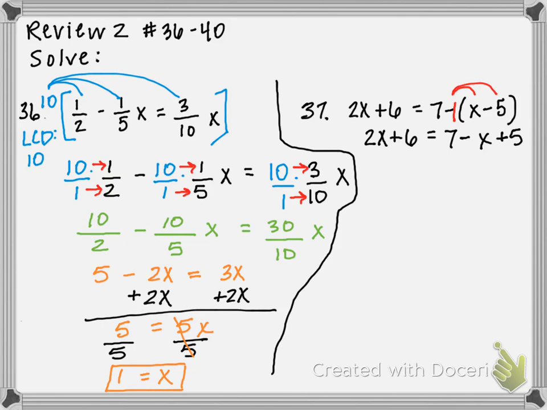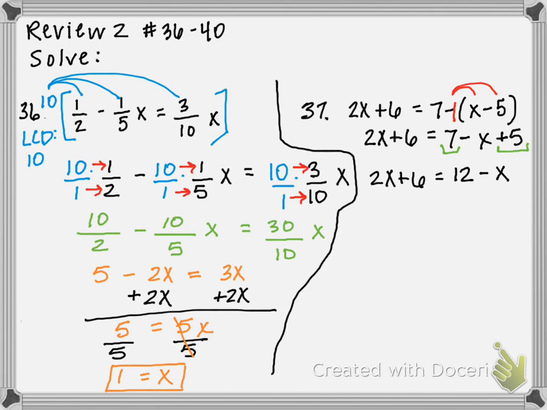So at this stage, we have some like terms now on the right-hand side that we can collect. We have 7 plus 5, so we will want to go ahead and collect those. We have 2x plus 6 equals 7 plus 5, which gives us 12. Bring down our minus x. Now that each side is simplified, we can start moving things around.